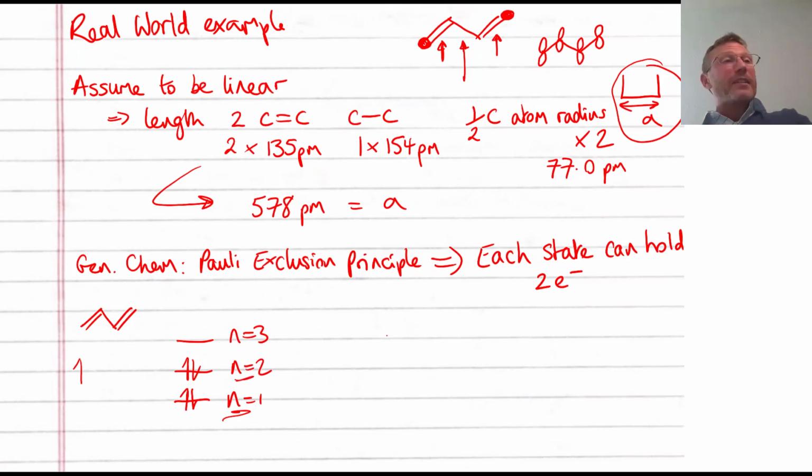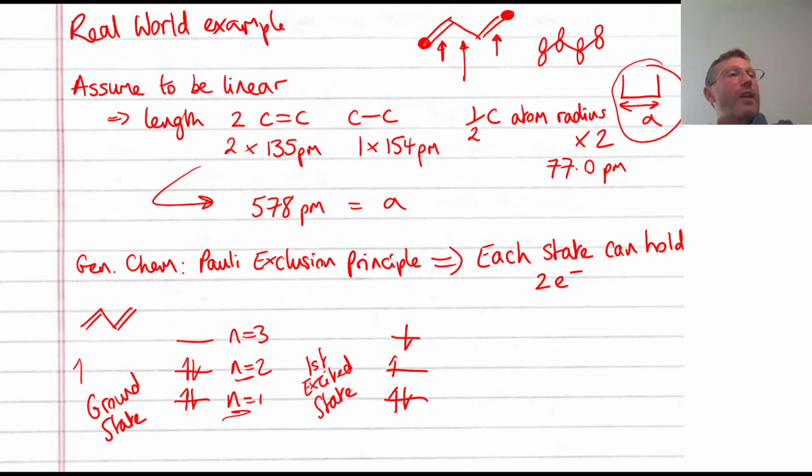We're then going to consider our first excited state. So here's our ground state, and then we're going to consider our first excited state. And what does that mean? Well, we're going to take an electron from n equals 2 and put it up into n equals 3. So this is going to be our first excited state. Now we're going to ask, what is the transition energy?